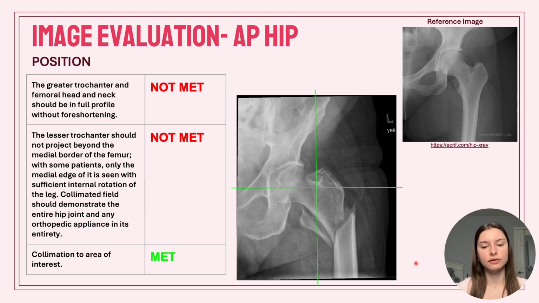So I did say not met for this one because although that hip joint is demonstrated, the lesser trochanter is very medially projected, but that's also due to the inability to internally rotate that lower limb. And then collimation to area of interest, I did say met because you can see all of the structures that you need to see and the collimation looks good. It looks very similar to that reference image.